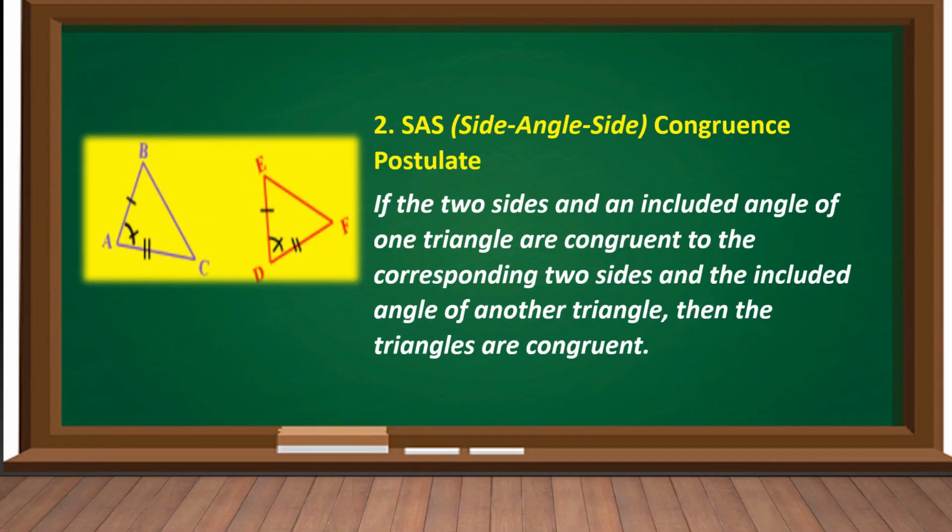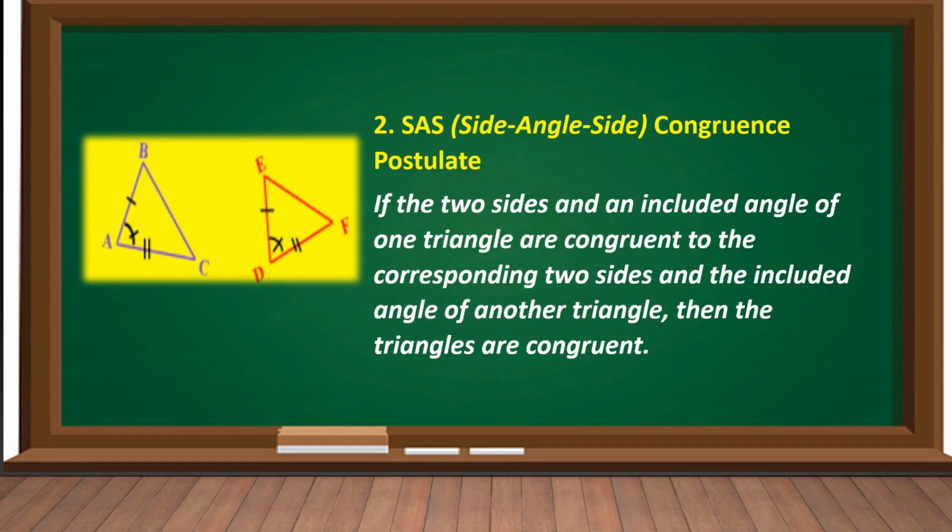Again, the SAS, which stands for side-angle-side congruence postulate, is defined as: if the two sides and an included angle of one triangle are congruent to the corresponding two sides and the included angle of another triangle, then the triangles are congruent.